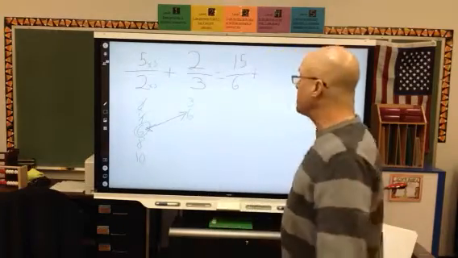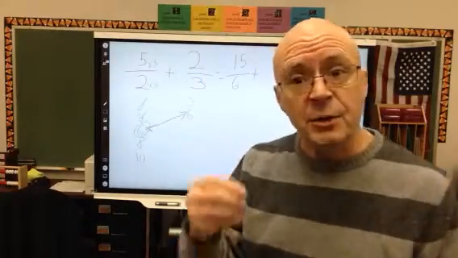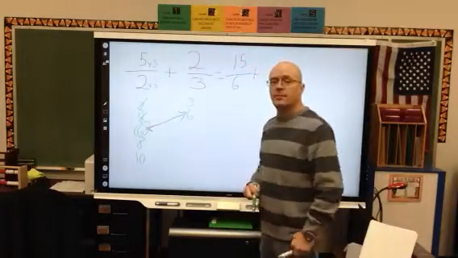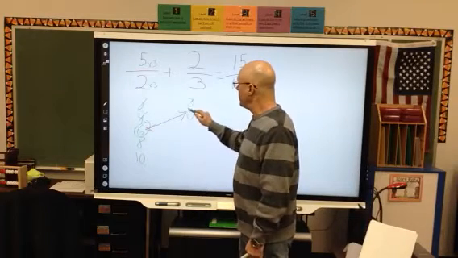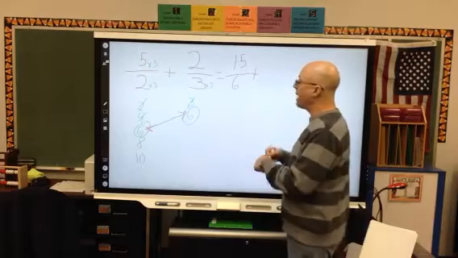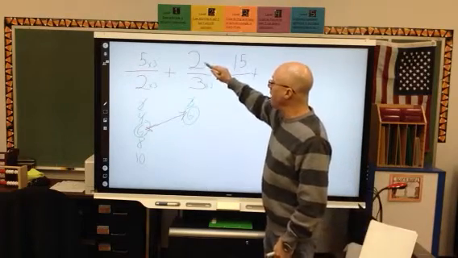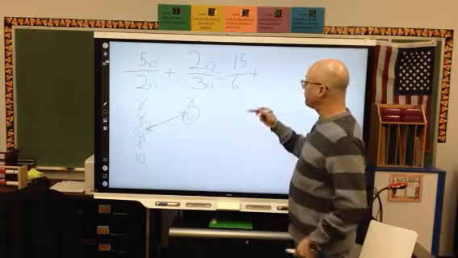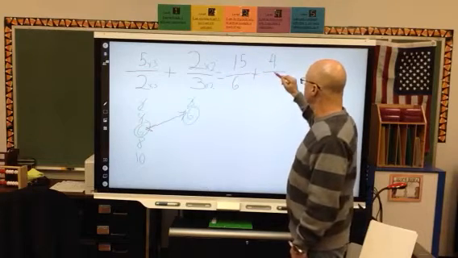Now, I also have to change this fraction to an equivalent fraction with a 6 in the denominator. So how many times did I multiply 3 to get 6? 1 time, 2 times. I multiplied 3 times 2 to get my new denominator. So whatever I do to the denominator, I must do to the numerator. So I'll multiply this 2 also by 2. 2 times 2 is 4. 3 times 2 is 6.